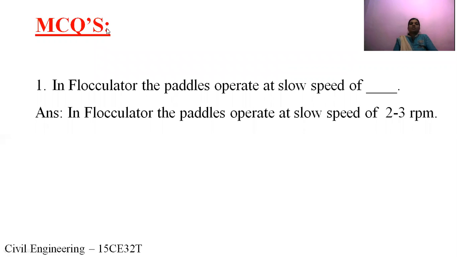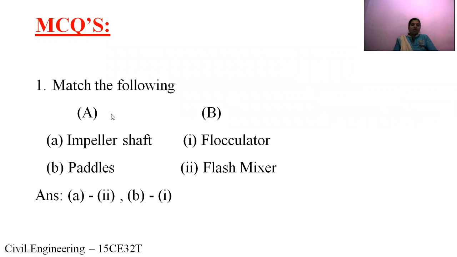Next topic is some MCQs. First question. In flocculator, the paddles operate at slow speed of dash. In flocculator, the paddles operate at a slow speed of 2 to 3 rotations per minute.